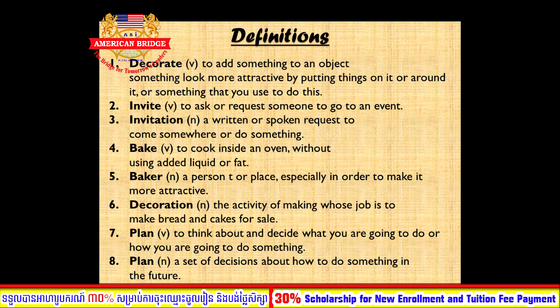Number 2, decoration. Decoration is a noun. It's the activity of making something look more attractive by putting things on it or around it, or something that you use to do this. So decoration is another form of decorate, but this one is a noun. Sometimes it could be decorations of flowers, colors, or wallpapers. Sometimes it's sticking on it or putting it around it, okay? It's good to have decorations in your class. And who's going to decorate it? A person is going to decorate it. So decorate is a verb, and decoration is a noun.